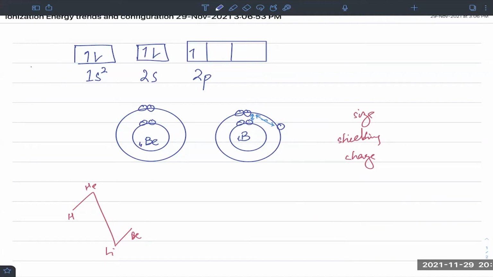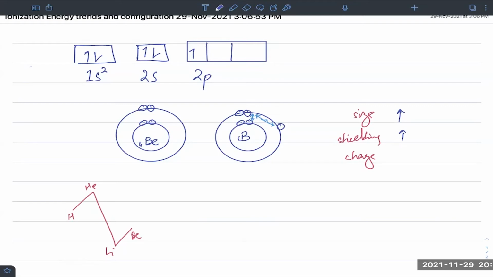So there is shielding because of that, and obviously the shielding from the first shell is also there. So shielding increases slightly. Size also increases slightly because 2p is further away from 2s. 2s छोटा होता है, 2p उससे थोड़ा सा बड़ा होता है. So size increases. Obviously 2p is bigger, 2s is smaller.